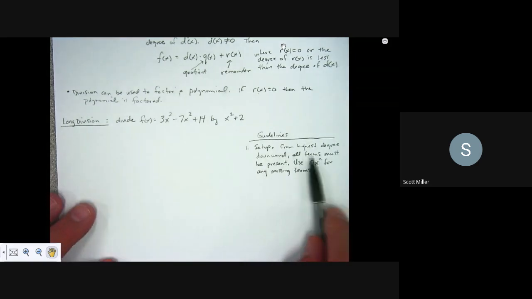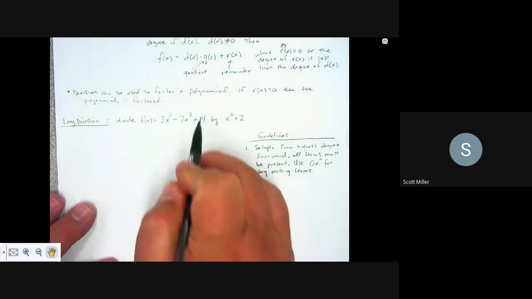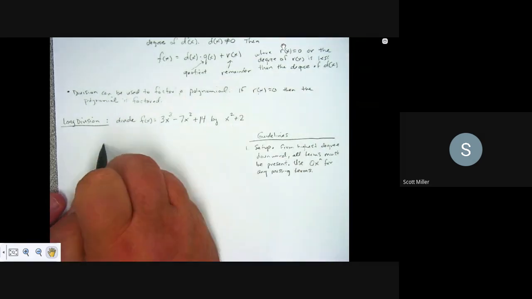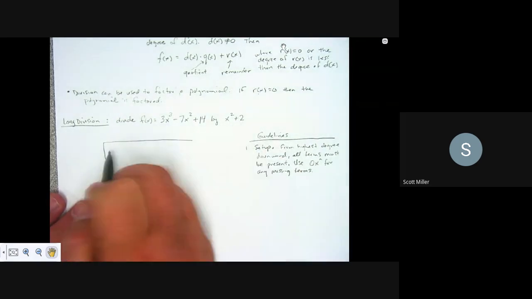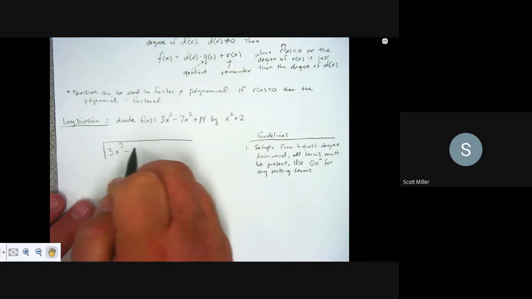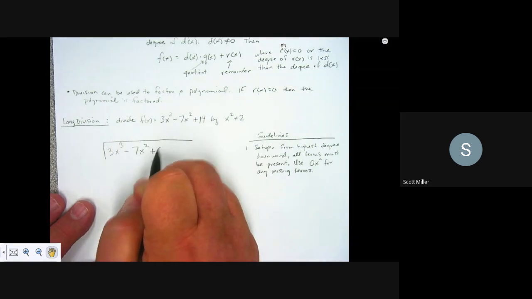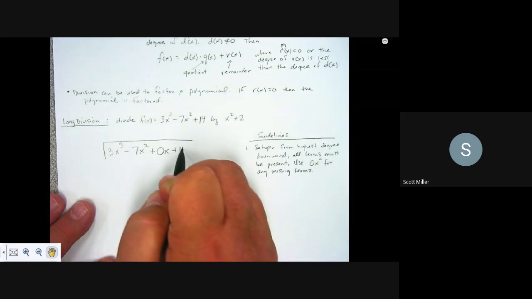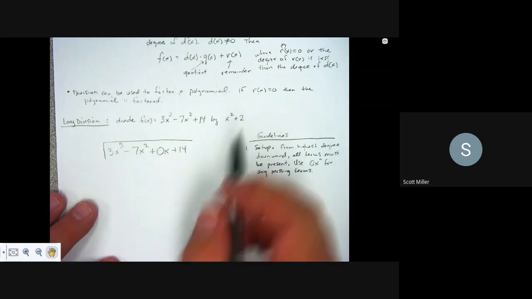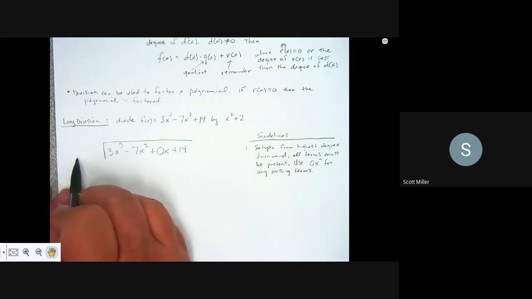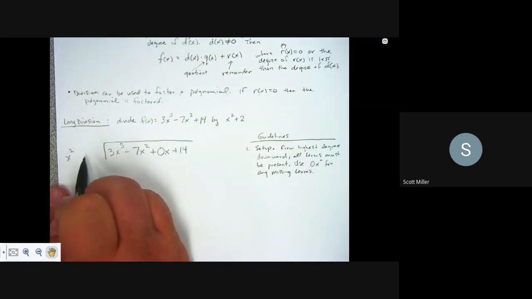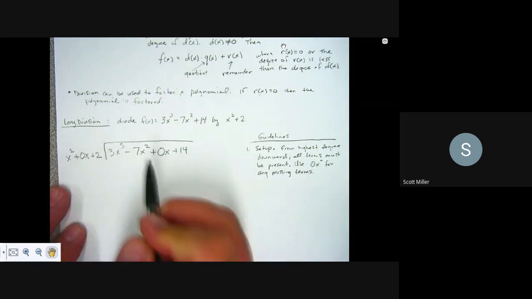So what I ask you to do is put a 0 times x to whatever power is missing. So this is the one that goes inside the house, just like in grade school. So you're going to have a little house. We put this inside, 3x to the third minus 7x squared. And then because there's no x term, I'm going to put plus 0x, and then plus 14. This keeps everything in line. Same thing for that divisor that goes on the outside. Here's x squared, and because there's no x term, I'm going to put plus 0x and then plus 2. This is the setup.